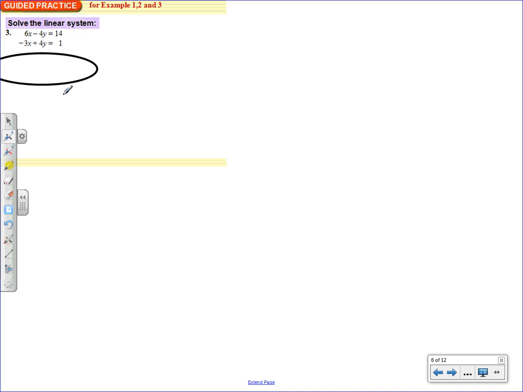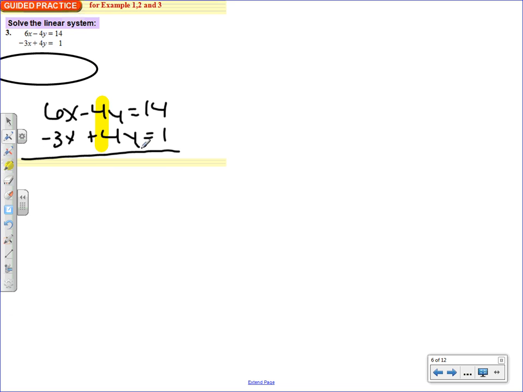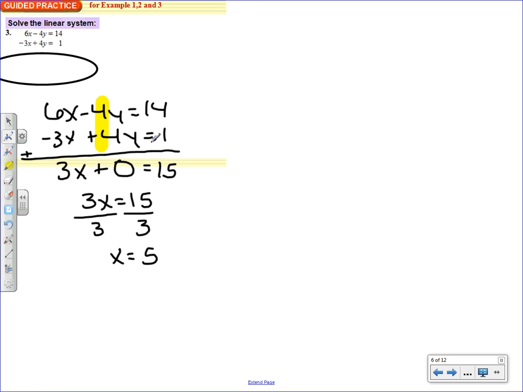Looking for opposites in this example, we have 6x minus 4y equals 14. Negative 3x plus 4y equals 1. My opposites appear to be here with my y variable, so I'm going to add. 14 and 1 would give me 15. Negative 4y and positive 4y is 0. 6x minus 3x is 3x. Our linear equation, 3x equals 15, we'll solve by dividing both sides by 3. Our x has a value of 5.